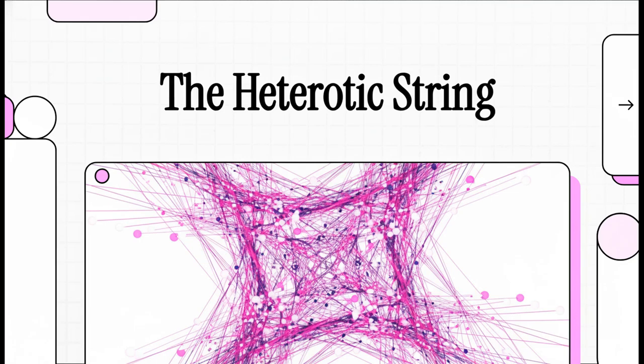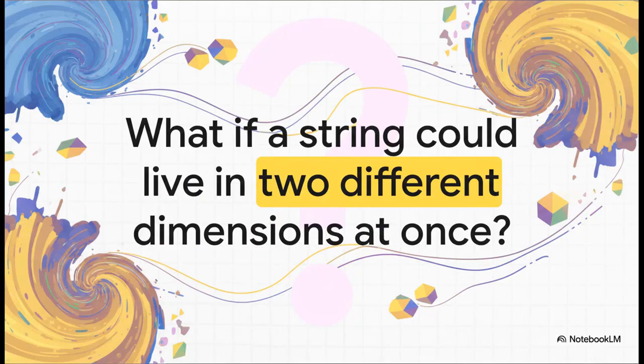All right, welcome. Today, we're diving into one of the most mind-bending ideas in all of physics, the heterotic string. This thing, it's a single object that might just be the blueprint for our entire universe. So, to get us started, I want you to chew on this really weird question. What if a fundamental string wasn't stuck in just one version of reality?